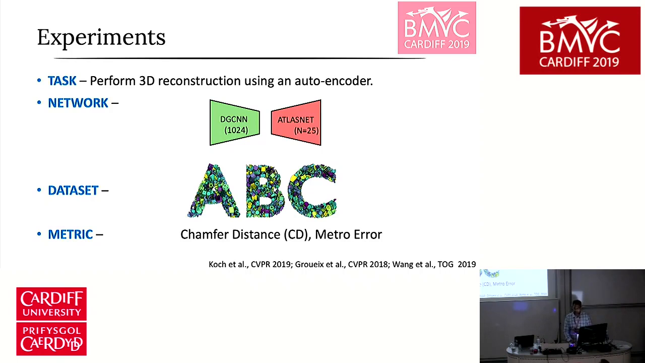Keeping this architecture and all the hyperparameters the same, we analyzed the effect of various loss functions on the output reconstruction by measuring chamfers and metro error. So for those of you who are not familiar with metro error, it's basically a metric to compare two meshes. You sample points on the meshes and then compute a Hausdorff distance between the two meshes. Lower is better for both of them.